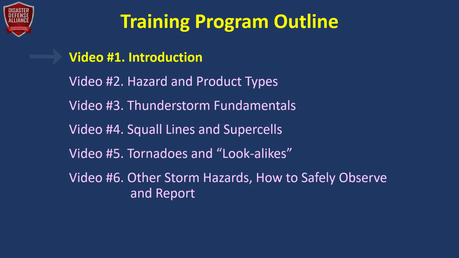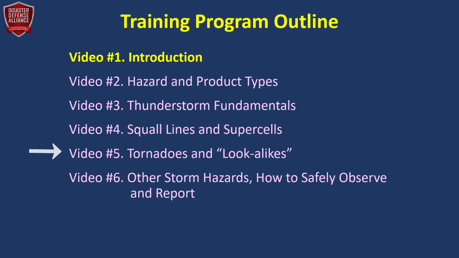The training will begin with a brief focus on why we need Stormwatchers and what their value is. Then we'll review key hazard and product terms. Following that will be severe thunderstorm fundamentals. And then we'll focus on 2 primary types of severe storms, squall lines and supercells.